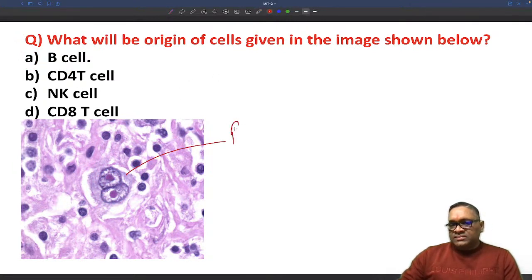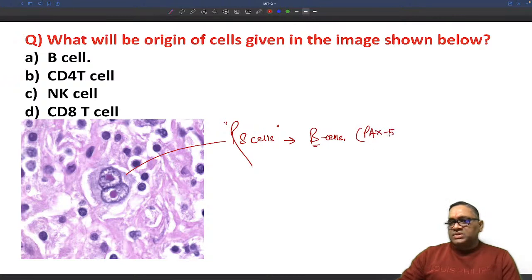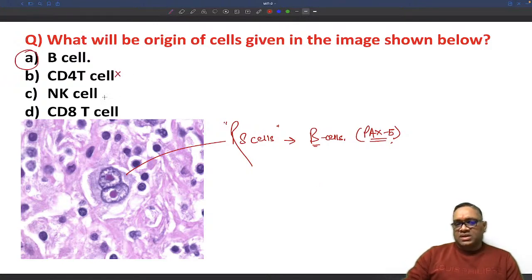So what is this? Reed-Sternberg cells are modified B cells, right? So Reed-Sternberg cells are B cells, and that is why the B cell marker PAX5 will be positive on the Hodgkin cell, right? So the answer should be the B cell. It is not a CD4 T cell.